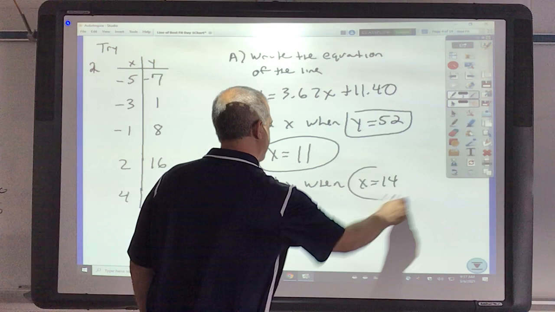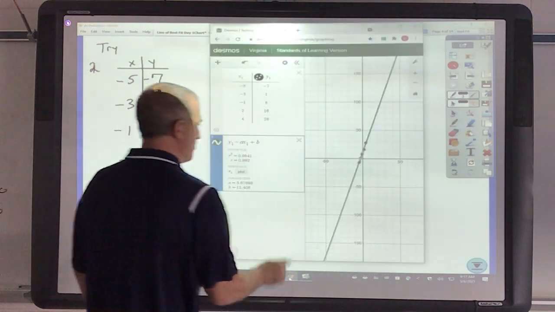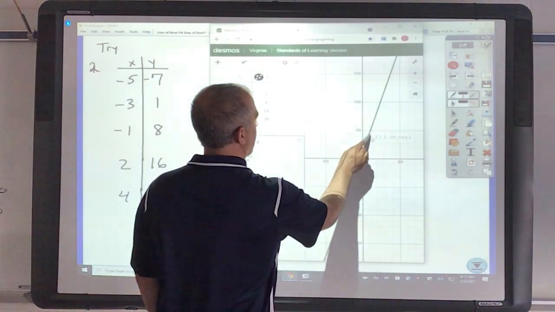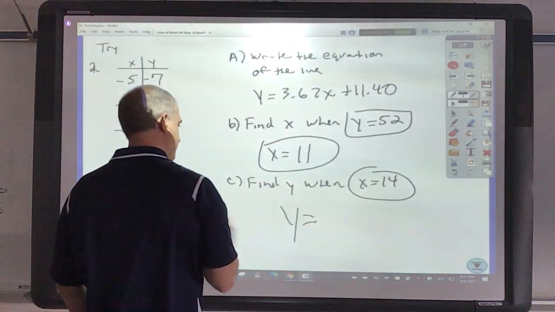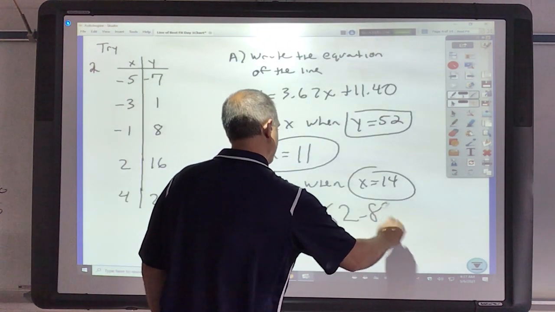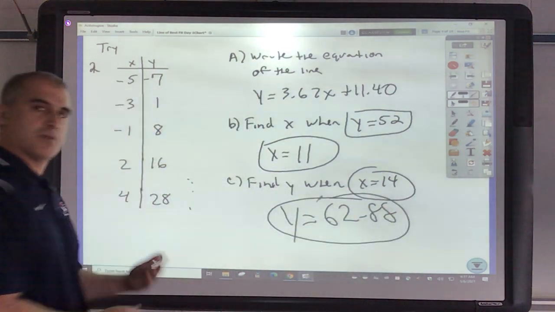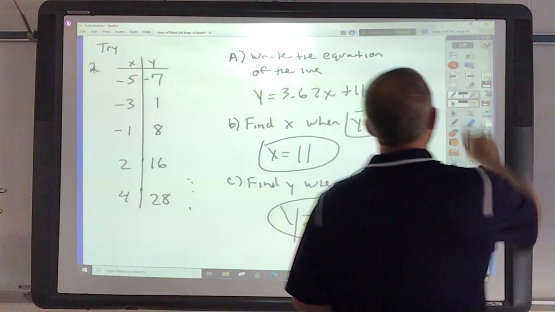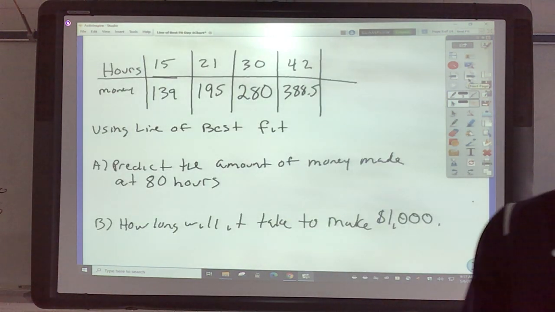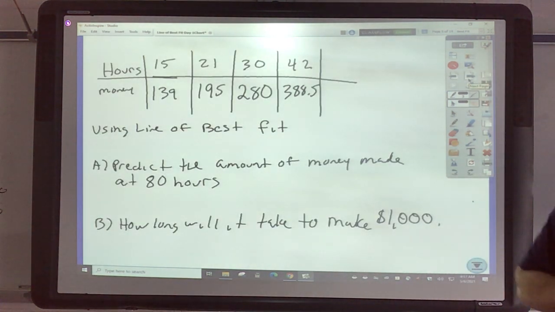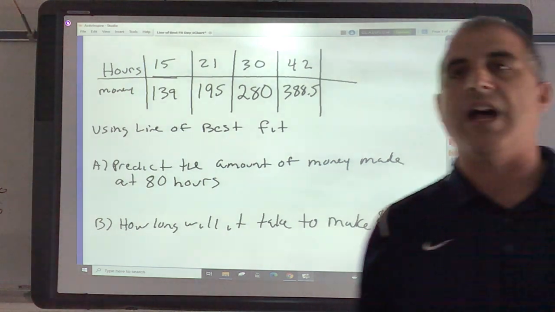Find y when x is 14. So I want to move this until I get to x being 14. 62.88. Okay, and that's the prediction. Now, why do we do this? We do this to come up with things and help predict real life examples.